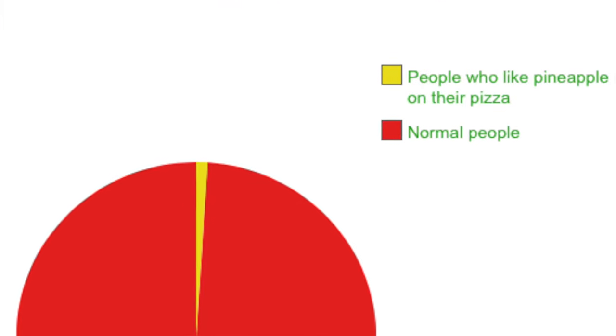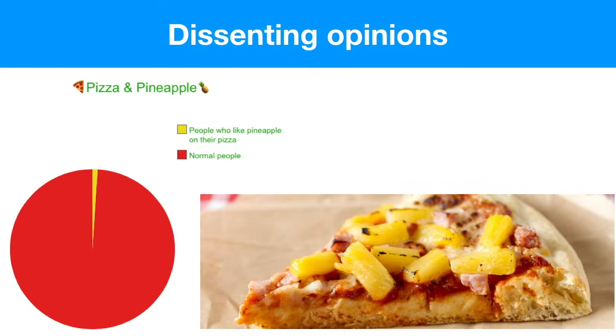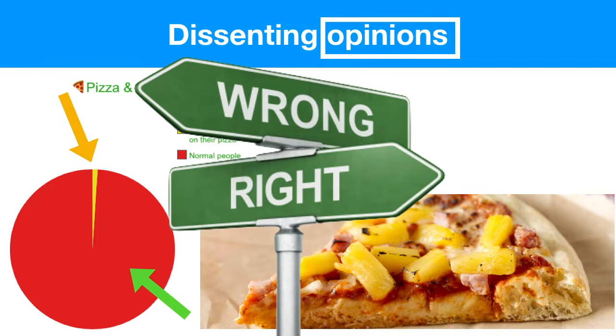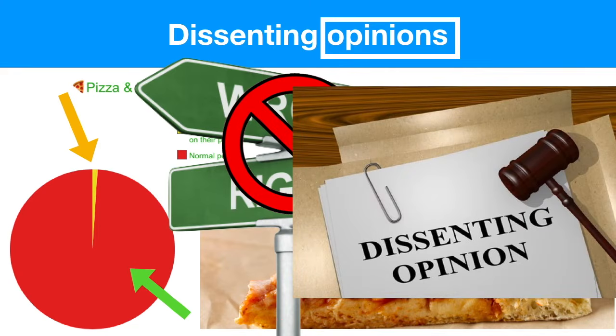Take a look at this pie chart. Red represents normal people, and yellow represents people that like pineapple on their pizza. Now, just because you might be one of these yellow guys that enjoys pineapple on your pizza, it doesn't mean that you're right or wrong. Remember, this is just an opinion. It just means you disagree with the majority of people on this issue. They often write explanations as to why they disagree with the majority.